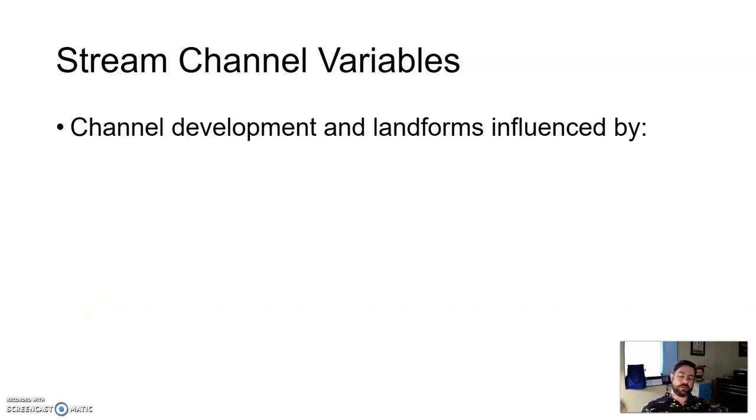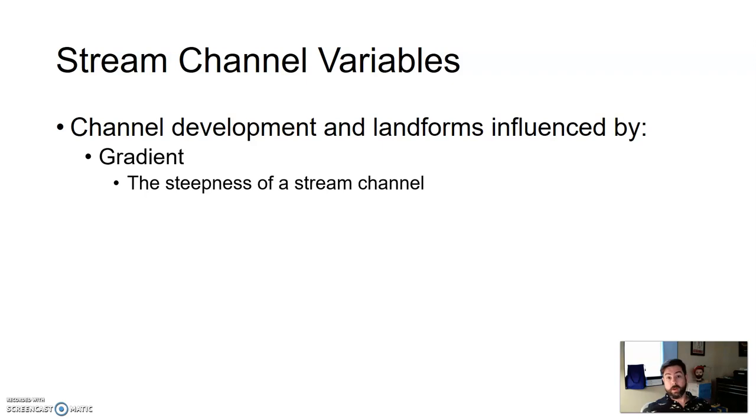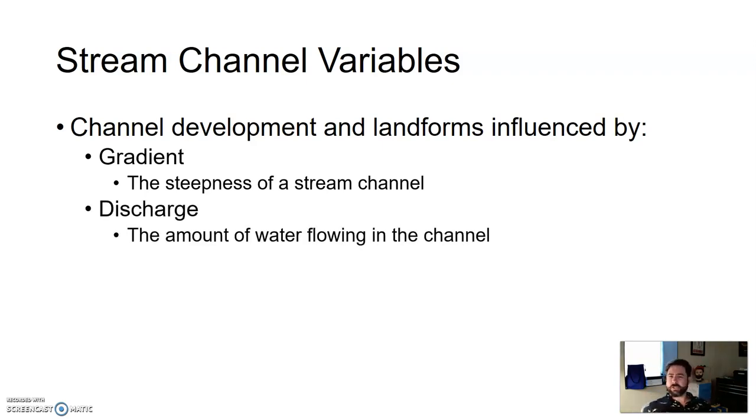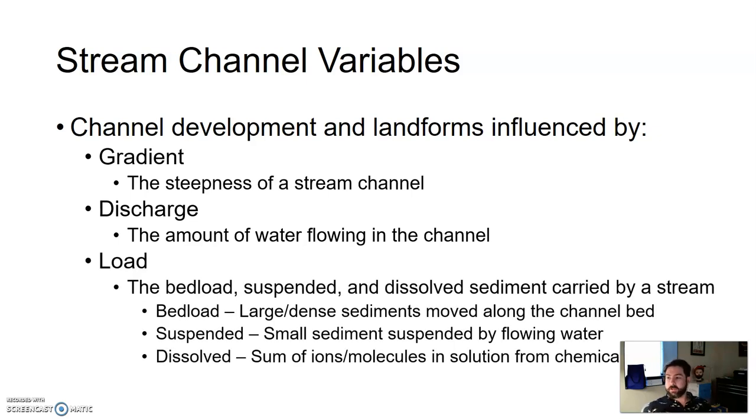Welcome back. So, what are the variables that go into determining the type of stream channel that is created by a stream or dictated by the geology to contain a stream? Channel development and the landforms that are created are influenced by the gradient, so how steep an area is, the discharge, the amount of water flowing through the channel, where more water versus less water might give us different channels and different landforms, and then something called load.